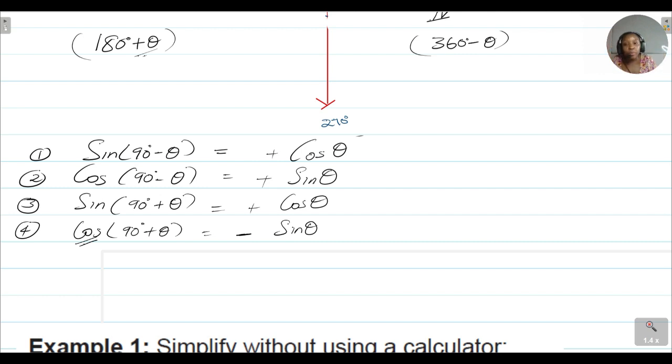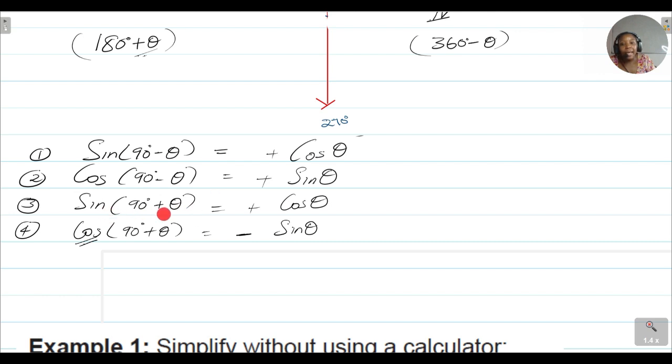The first thing that you're supposed to do is look at the function that's given to you. We've got sine of 90 minus theta. So you ask yourself, in which quadrant am I? I'm in the first quadrant. Is sine positive or negative in the first quadrant? It's positive. What's the co-function of sine? It's cos. Continue. Cos of 90 minus theta. In which quadrant am I? I'm in the first quadrant. Is cos positive or negative in the first quadrant? It's positive. What's the co-function of cos? Sine. Continue. Next one. Sine of 90 plus theta.